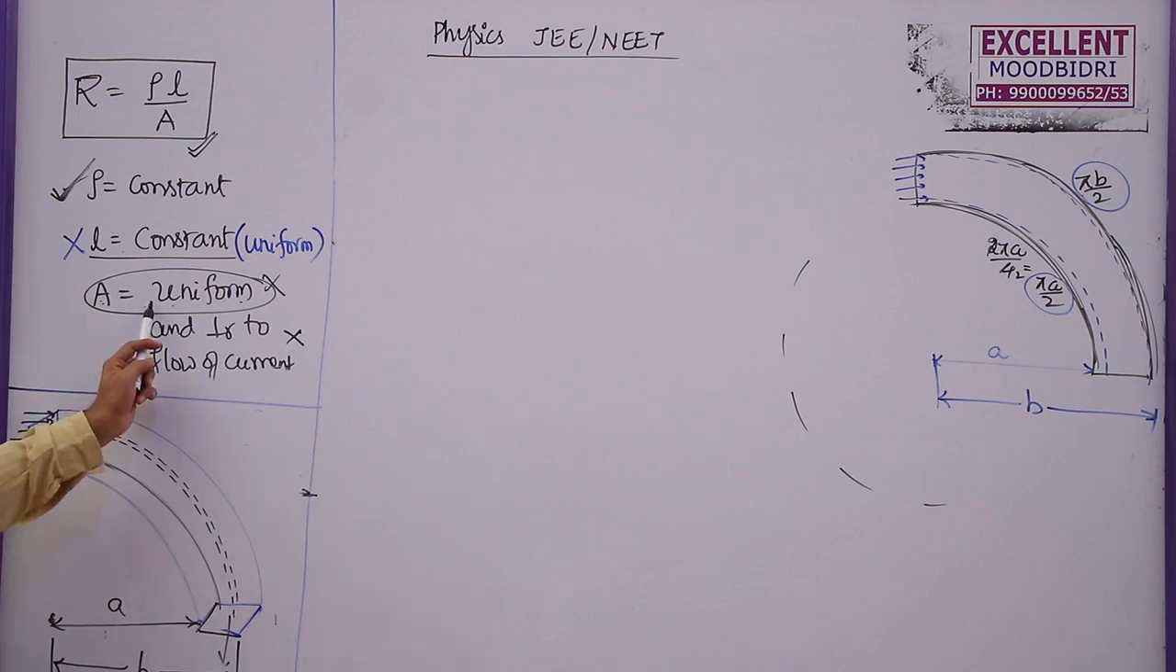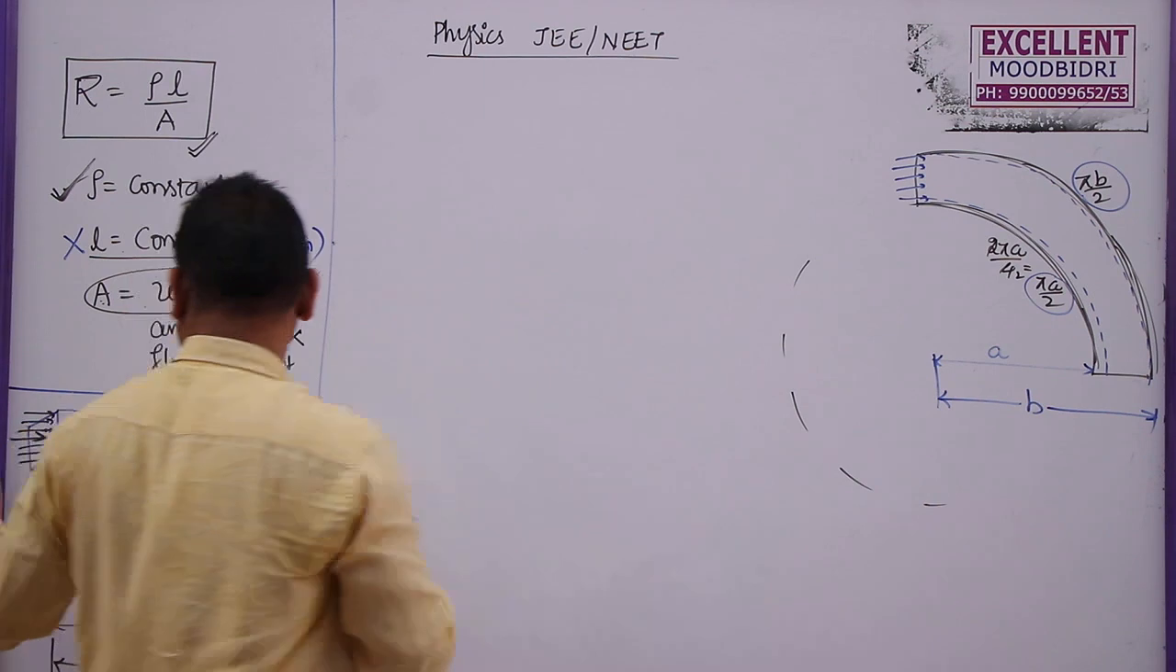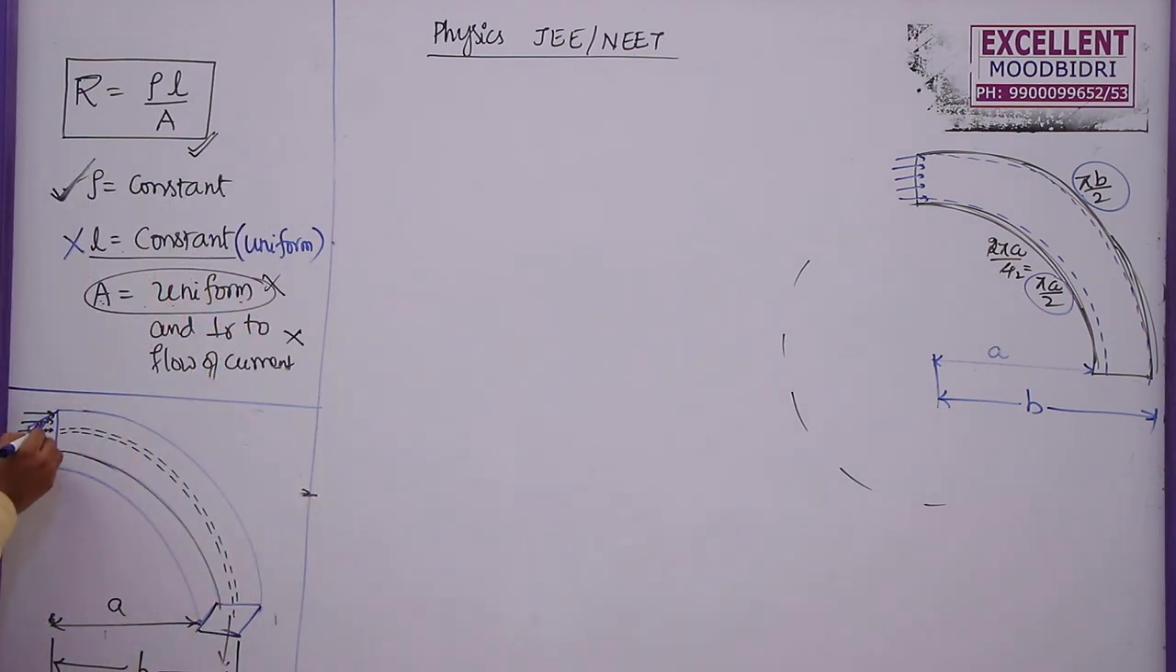Next one. Area, whether it is uniform or not. As it is a square portion here, this is a square portion. Here current is entering here. Area of this one is, if you know the inner radius, outer radius, and the height of this one, let us say this is h. Then area is constant, but length is not constant.